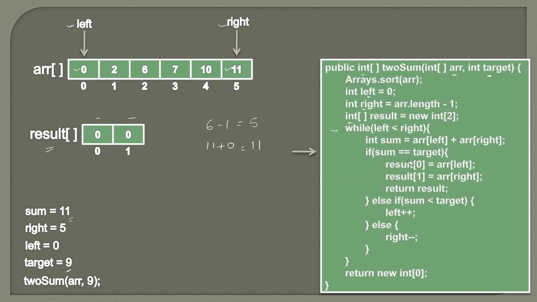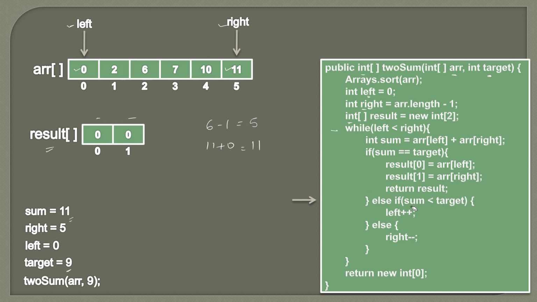So basically when we do this comparison, there are 3 possibilities. Sum is equal to target, sum is less than target, or sum is greater than target. So sum is not equal to target, so the else part will be executed. And now here we will be checking whether sum is less than target or not. So here if you see, sum is 11 and target is 9. So 11 is not less than target.